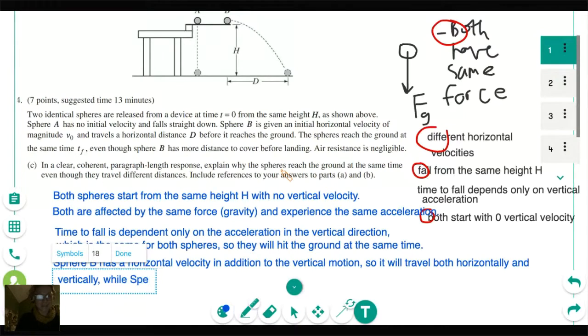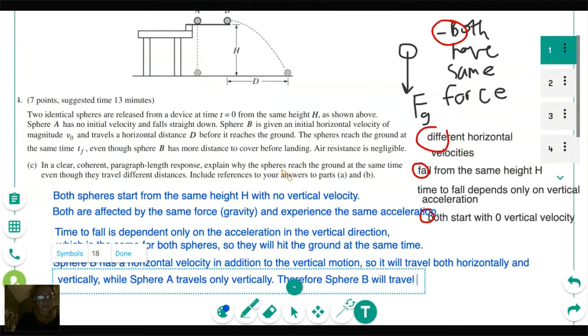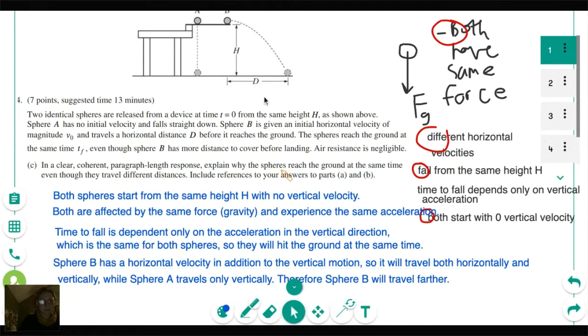While sphere A travels only vertically. Therefore, sphere B will travel farther. Okay, and I think that covers everything, right? So we've explained what's going on, right?